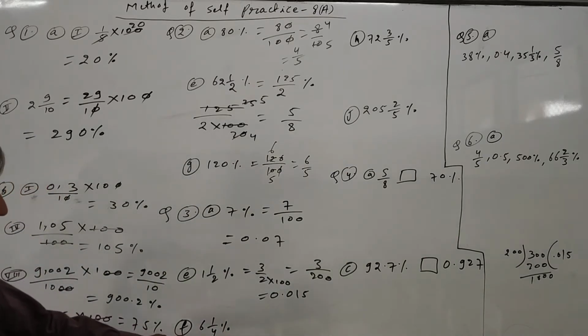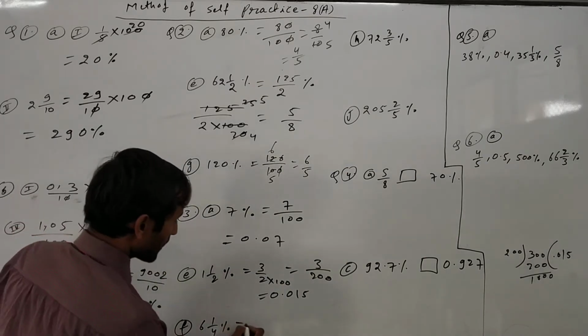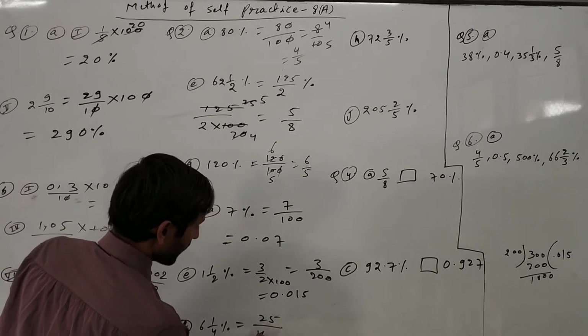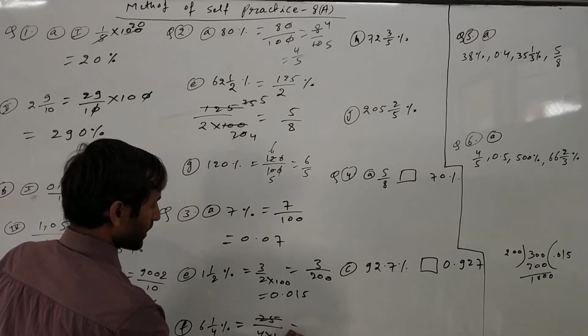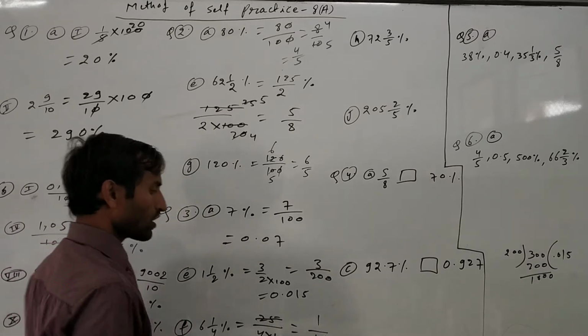Now this one is 25 upon 4, and just multiply by 100 here, then we will cancel out 4, then it will come 1 upon 16. 4 4s are 16.